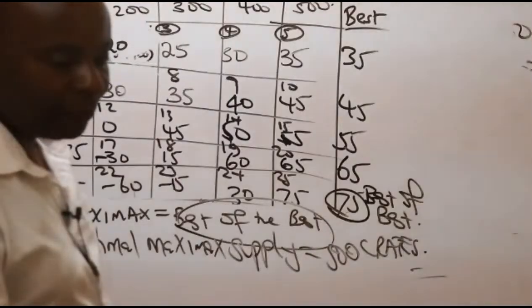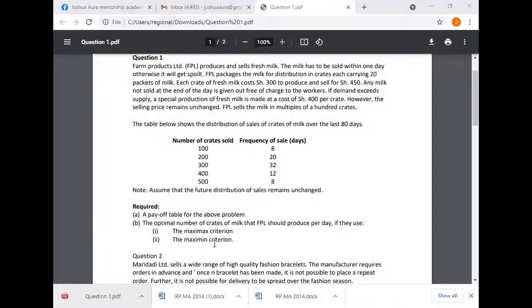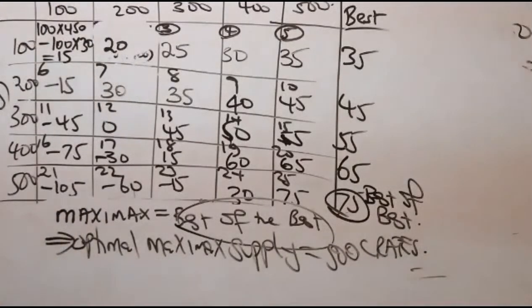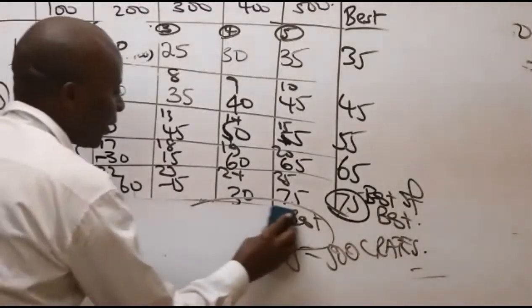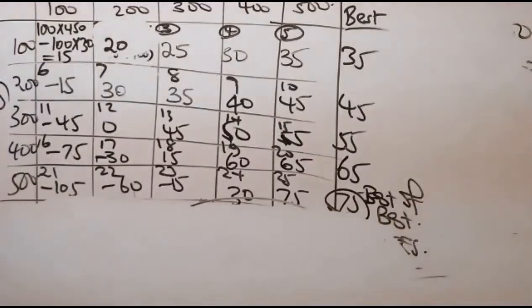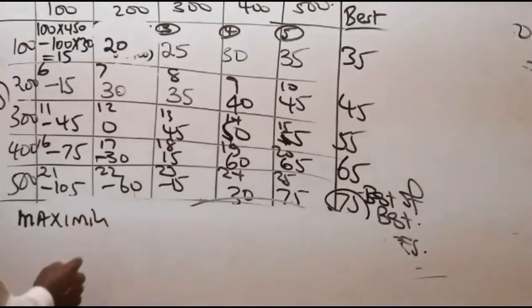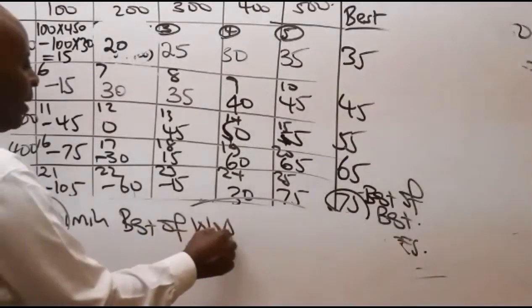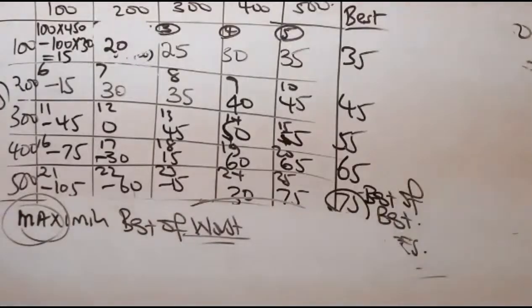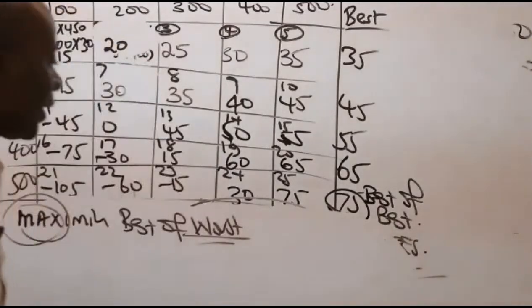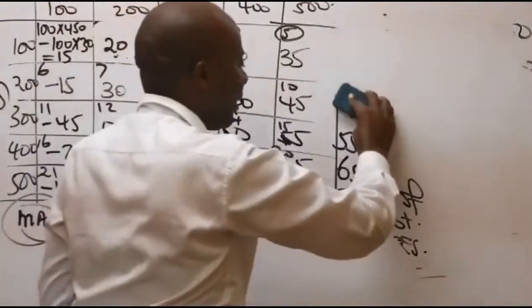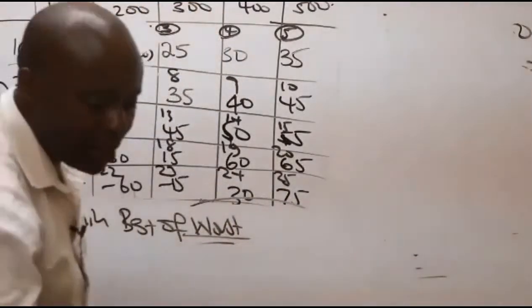The last one here is the Maximini criterion. So for Maximini criterion, what do we have here? I know that in Maximini, maxi is best. Best of who? Best of the mini, best of the worst. Like that. And then what I'm supposed to do is to create a column here for worst.